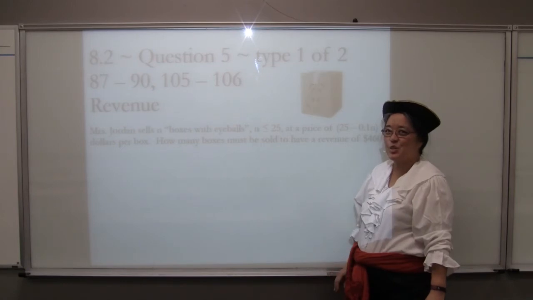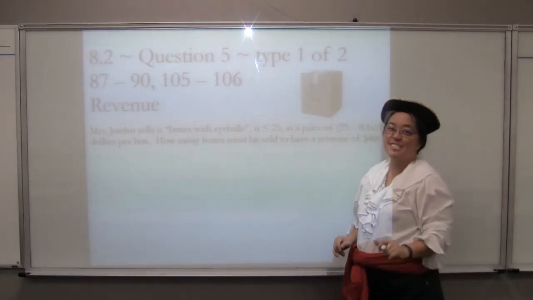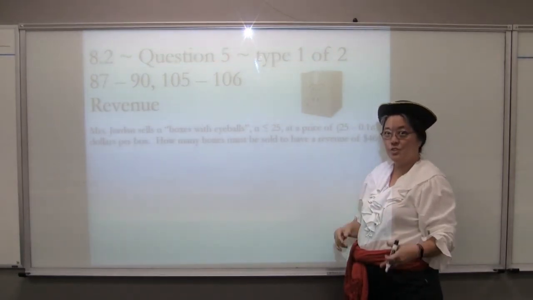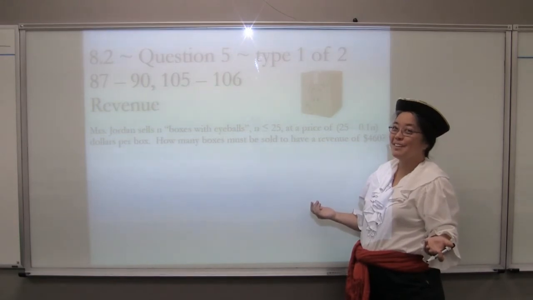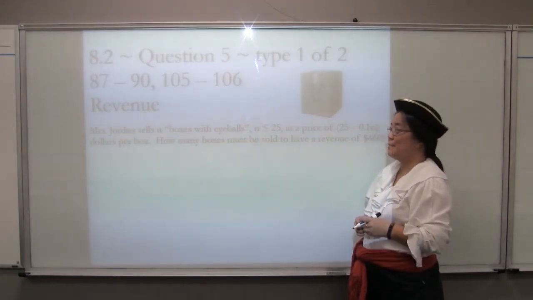Chapter 8, section 2, question 5, type 1 of 2. Oh no! That means these hardest questions, which prepare you very well for college. There's 2 different types because there's so many choices about what can help you for college. This is one of them.